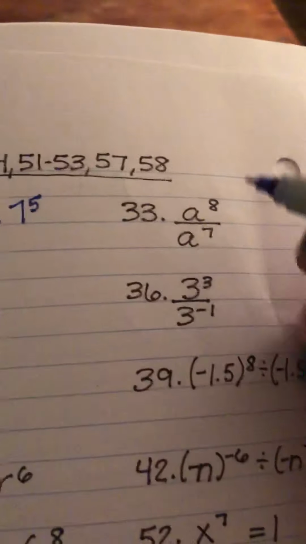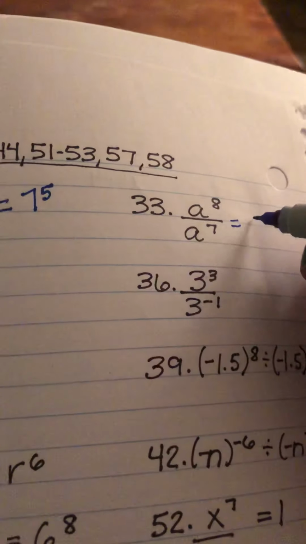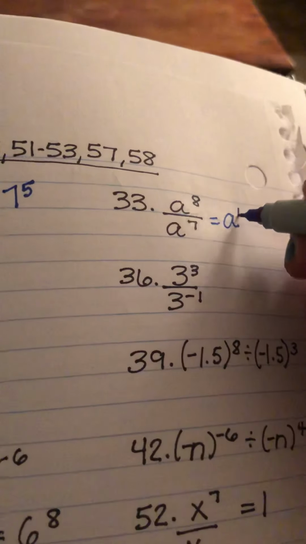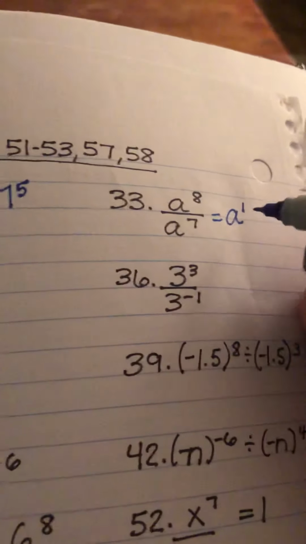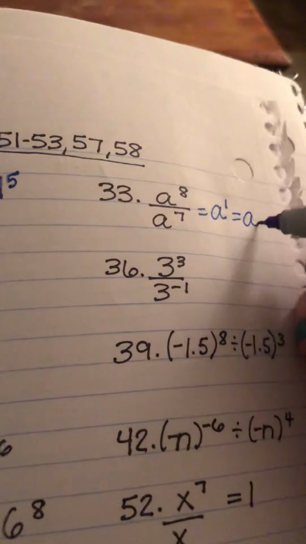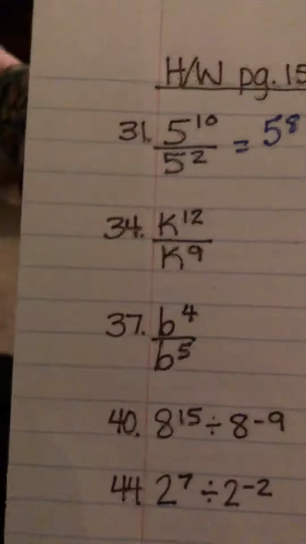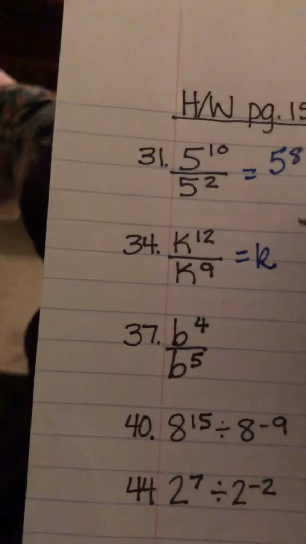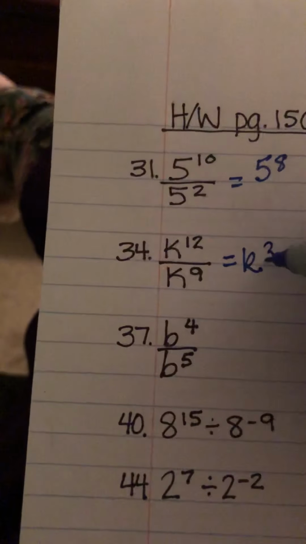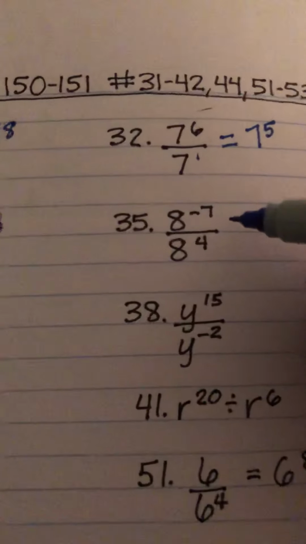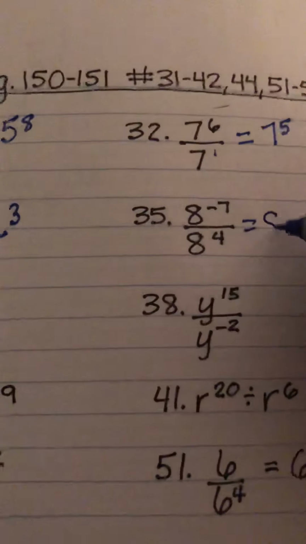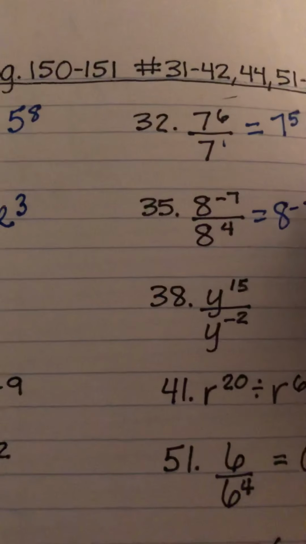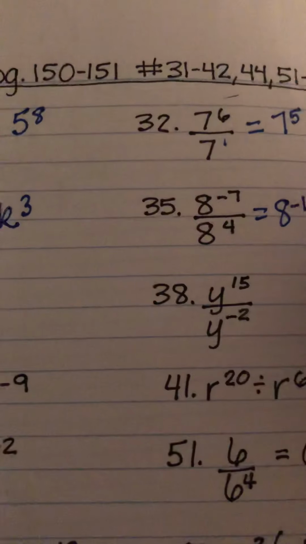Okay, 33. Your base is A. Subtract 8 minus 7, which is 1, but we don't have A1, we just say A would be your answer. Okay, here base stays the same with K. 12 minus 9 is 3. Here we have the base is 8. Negative 7 minus 4 is negative 11.